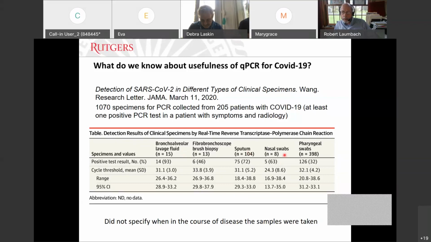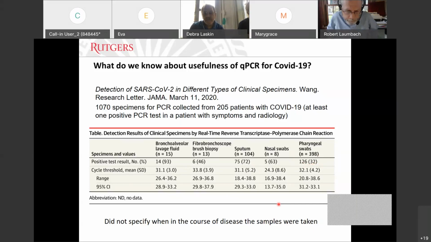And then sputum and nasal swabs and pharyngeal swabs, which we're doing at the healthcare worker study here at Rutgers, which show then here the positive tests and the percentage of tests that were done from each type of sample that were positive. And we see for nasal swabs, of the 8 samples that were done, only 5 were positive. Pharyngeal swabs, many more samples, 398. 126 only were positive, only 32%.